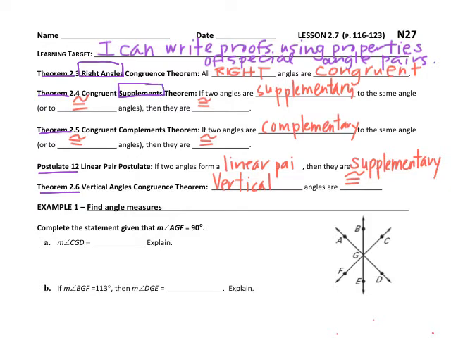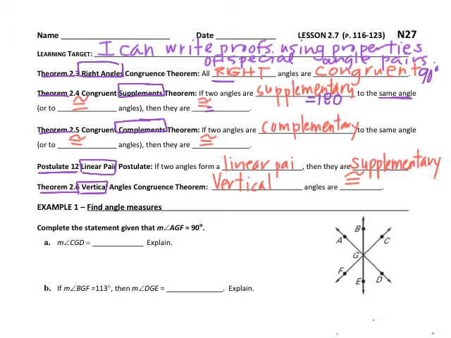Supplementary angles, complementary angles, these are the special angle pairs that we're talking about. Linear pairs, we've talked about those a long time ago now. Vertical angles as well. So if you look at the theorems, all right angles are congruent. Okay, we know that because they're all 90 degrees. And theorem 2.4, the congruent supplements theorem, says if two angles are supplementary, which means the two angles add up to 180 degrees, and they're supplementary to the same angle or to congruent angles, then they are congruent.